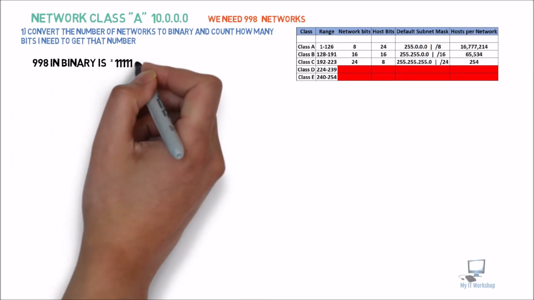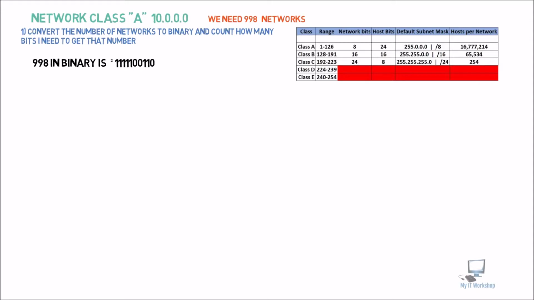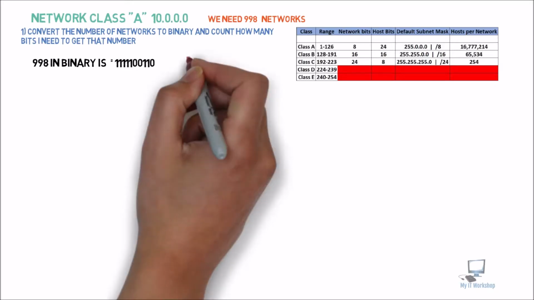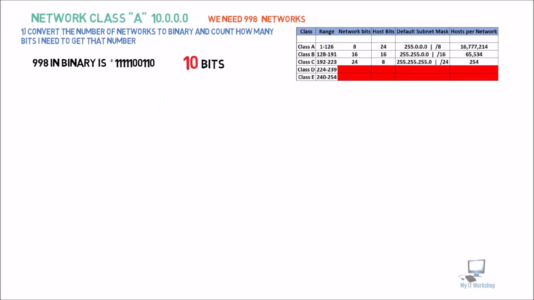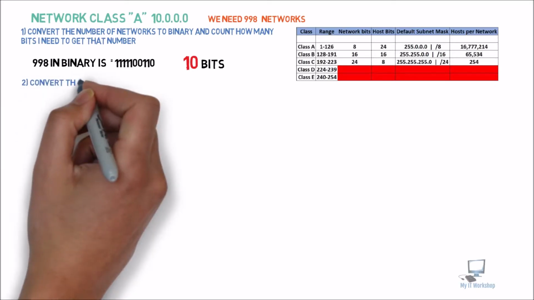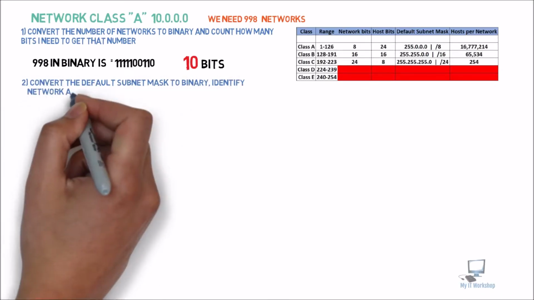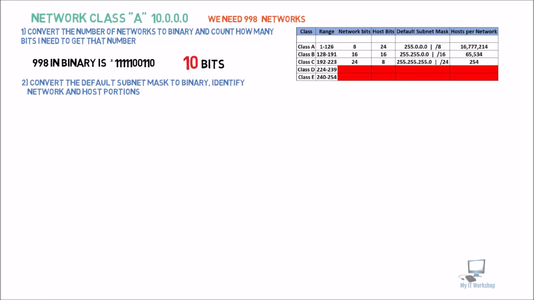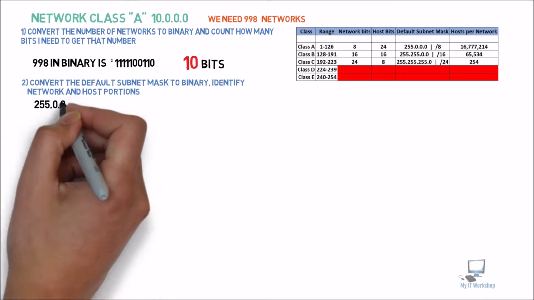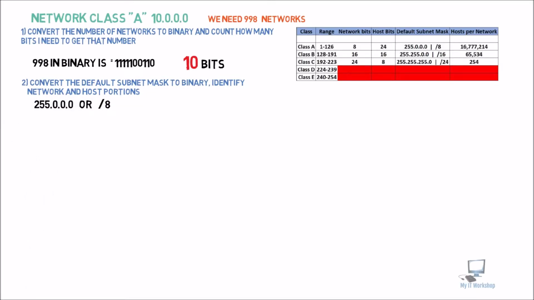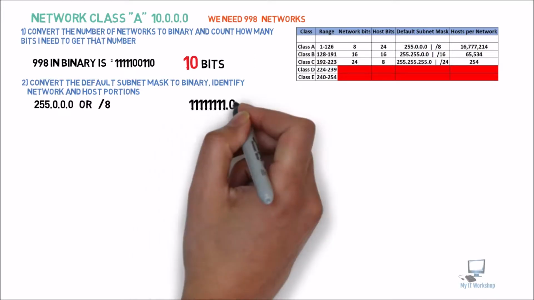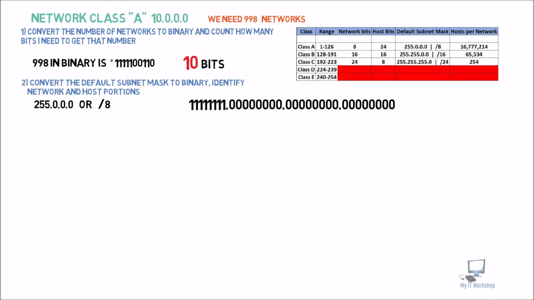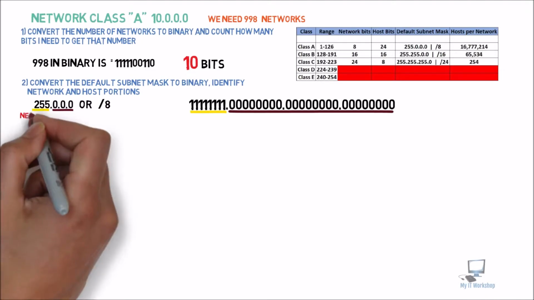So this is going to be 1111100110, which is 10 bits. So you can tell it's going to be a lot of networks. Now we proceed to the second step, convert the default subnetwork mask to binary, and identify the network and host portions. The default network mask for a class A is 255.0.0.0 or /8. If we convert this to binary, we have the first octet filled with ones, and the rest is going to be zeros. As always, we're going to underline the network portion and the host portion.